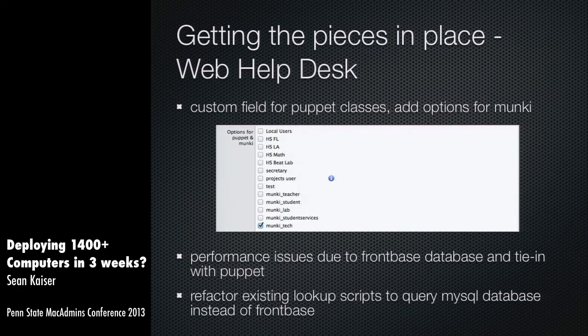With Web Help Desk, these are the fields that we were using, the custom fields in the top section here, not including the Munki options. They were different Puppet classes that we had set up to do software install. So everything we had before, we were installing in Puppet. Puppet does a really good job of installing an application the first time, but I didn't find it very easy to get Puppet to install software updates.